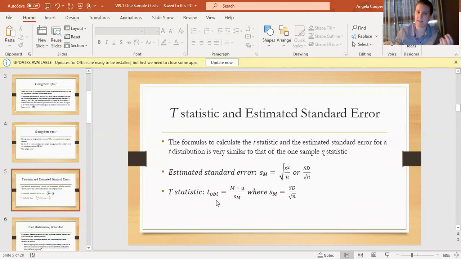To find the t-statistic, again, we plug in that estimated standard error in the denominator, just like we did for one sample z-tests. And the top is still the sample mean minus the population mean, mu. That's all the same. It's just the notation is different. So that's why it's important to recognize the difference between a z-test and a t-test, because you'll need to know which one is which moving forward. And again, the easiest way to do that is check that standard deviation. Is it for the population or is it for the sample?